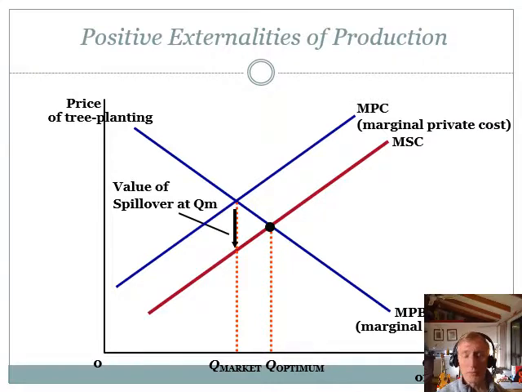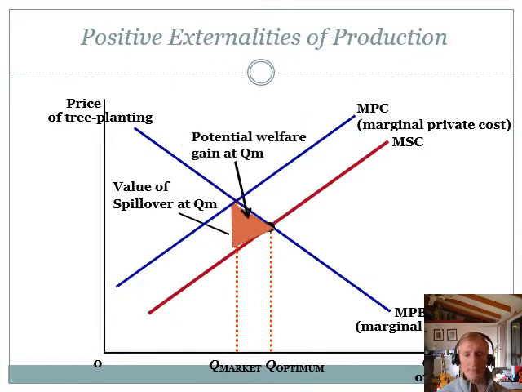We get the social optimum, which is greater in this case than the market quantity, and that's the sort of thing you expect for any type of positive externality, that the quantity will be to the right of the free market quantity. And in this case, it's not really deadweight loss. We call this potential welfare gain, and that means, once again, that community surplus is not being maximized at Q market. Community surplus will be maximized at Q optimum, and hence a market failure has occurred.